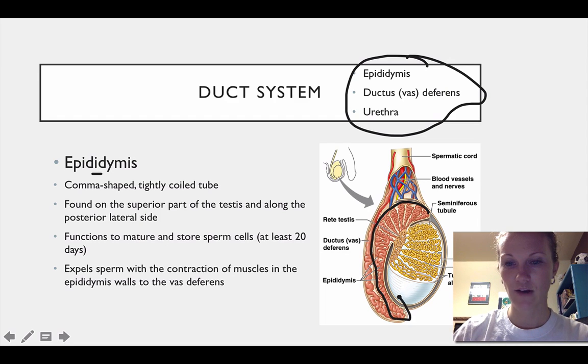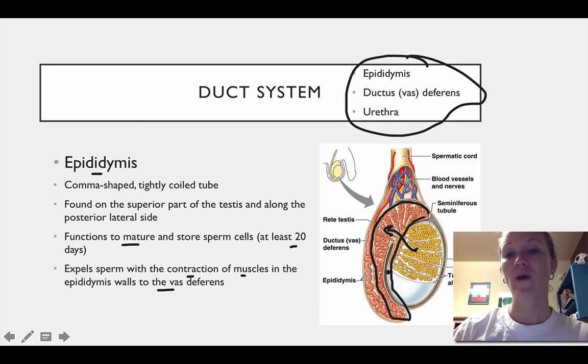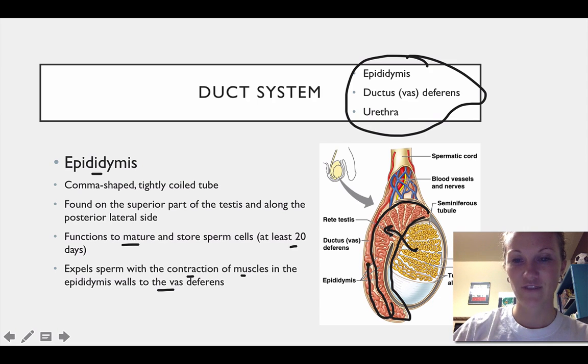Sperm is going to be formed in the testes, and then sperm is going to be stored in the epididymis, which is found on the superior part of the testis along the posterior and lateral side. Its function is to help mature and store sperm for at least 20 days. Sperm is expelled with the contraction of muscles in the epididymis into the walls of the vas deferens. So after sperm is held in the epididymis, it's going to go into the vas deferens, which I'm highlighting to show where it goes after that.